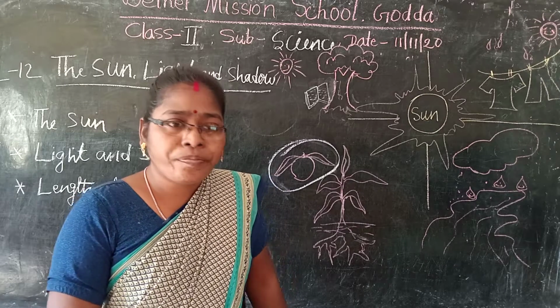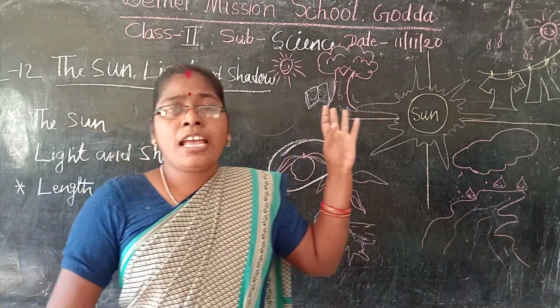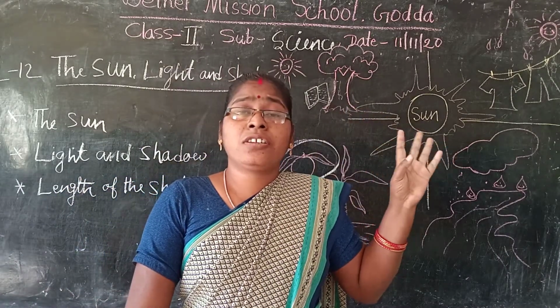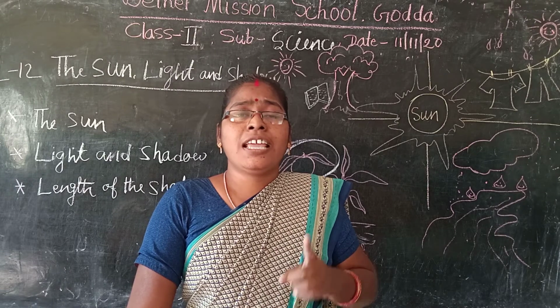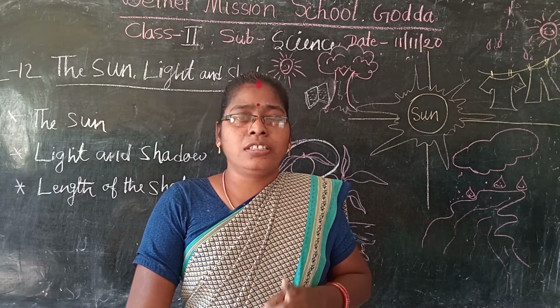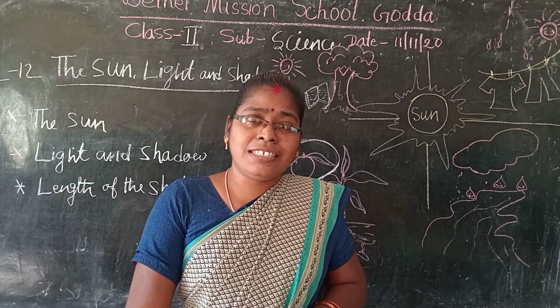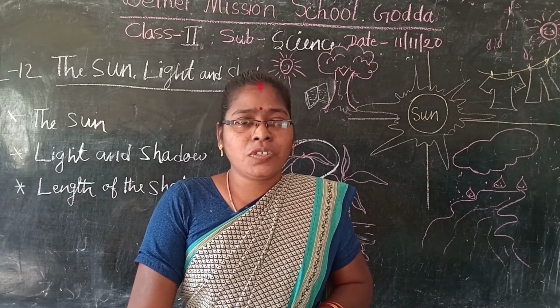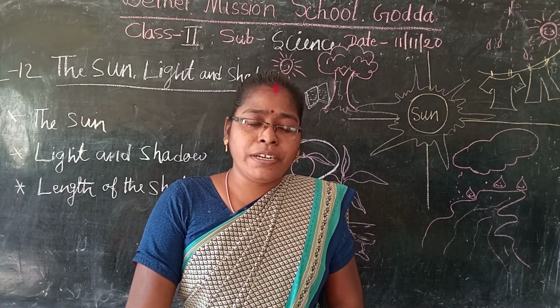So what is the main source of light? The sun is the main source of light and energy on the earth. What does the sun give us? The sun gives us heat and light. So children, once again, you also read the books, then you will understand better.